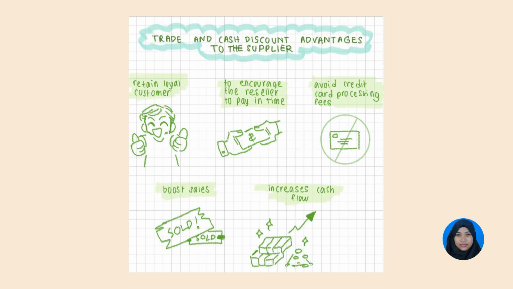Lastly, we are going to talk about trade and cash discount advantages to the supplier. First, the supplier can retain their relationship with the loyal customer and also create a good reputation for the company. Next, it can encourage the reseller to pay in time. On top of that, it can also help the supplier to avoid credit card processing fees, hence lowering the operational costs. Furthermore, it can be used to boost sales by enticing the customer to purchase your products in bulk to minimize the value of their spending.